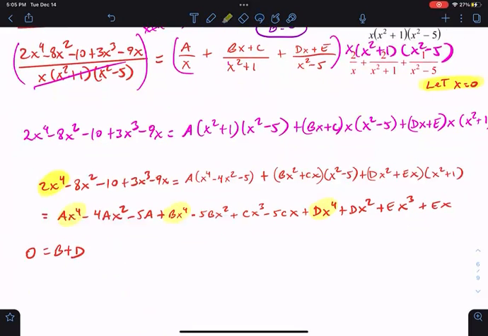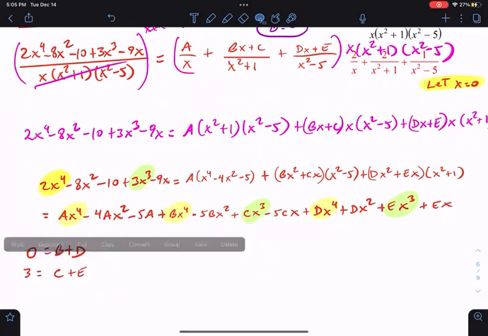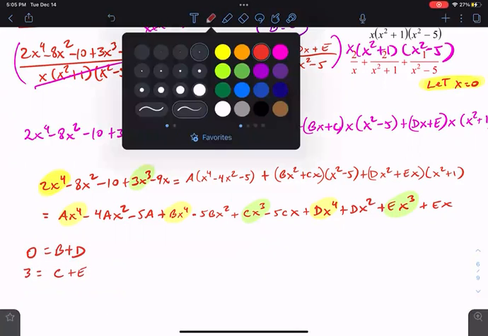Now let's do x cubed. X cubed is this one right here. So let's look on this side, which one is x cubed? This is x cubed, this is also x cubed. So let's do that. Okay, so 3 equals c plus e, right? And there's nothing I can do here so far. So I'm just going to keep this.